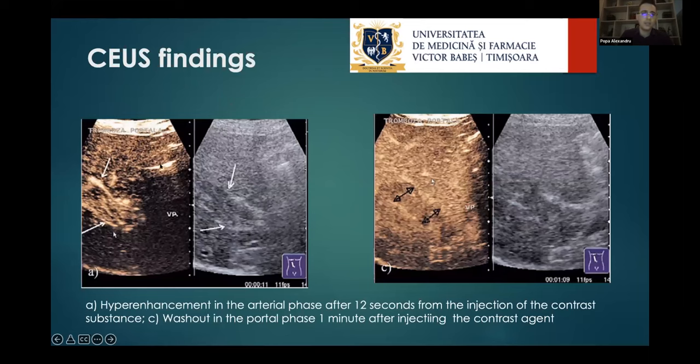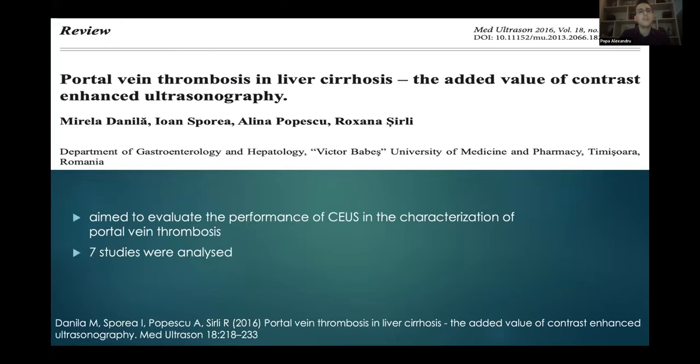In another CEUS image, we can also observe a hyperenhancement in the arterial phase, 12 seconds after the injection of the contrast substance, and the washout in the portal phase at 1 minute. As we can see in these images, there is a big difference between the aspects seen on CEUS. So the question is, how useful is CEUS in differentiating malignant thrombosis from benign thrombosis?